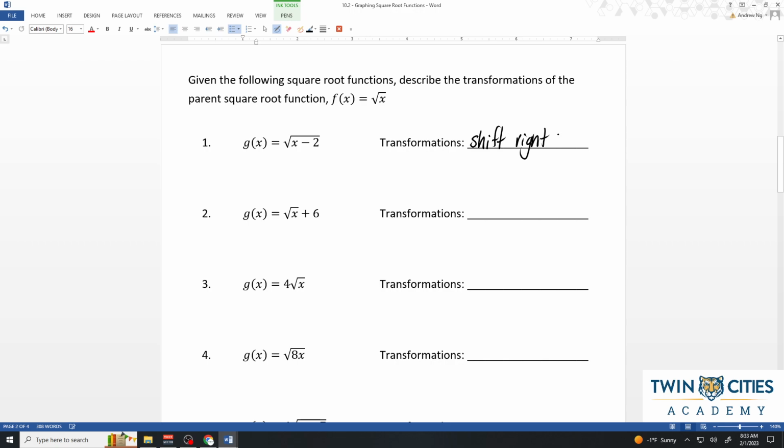Whereas number 2, the square root of x, and then on the outside, plus 6. This is going to be a vertical translation. Anything that's vertical happens the way I would think. So this is going to shift up 6.